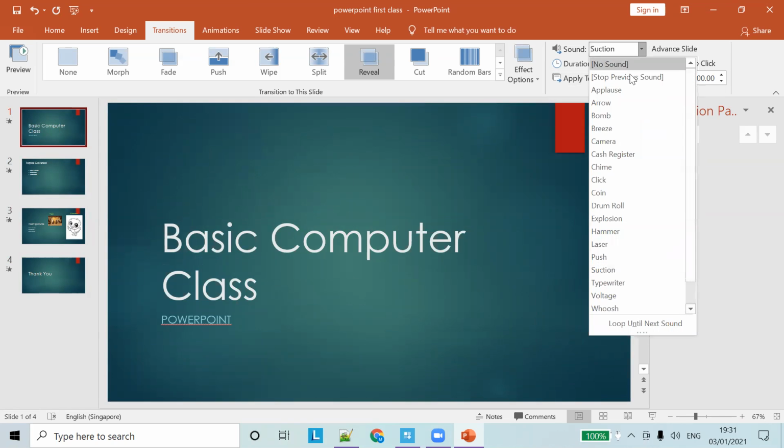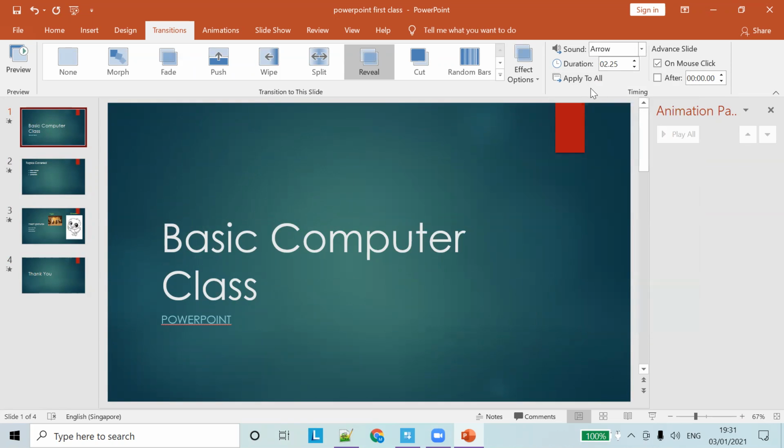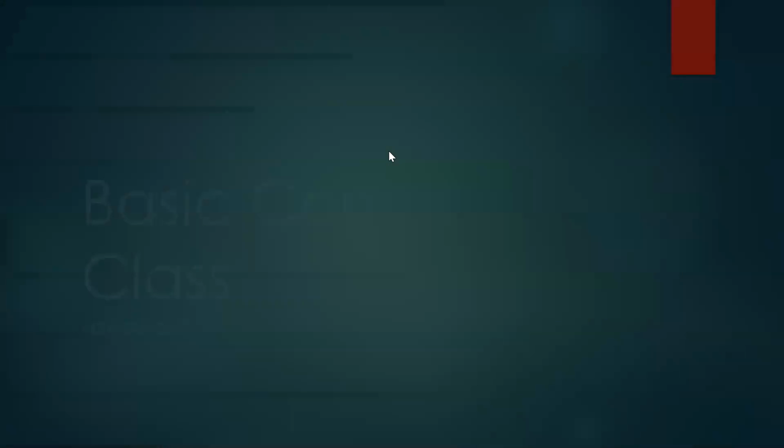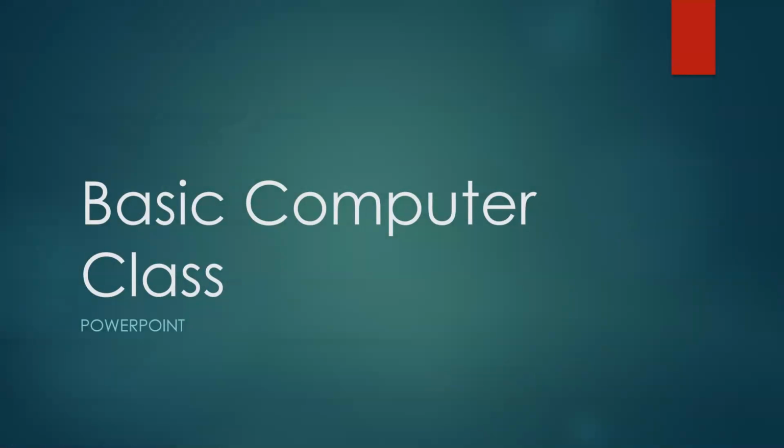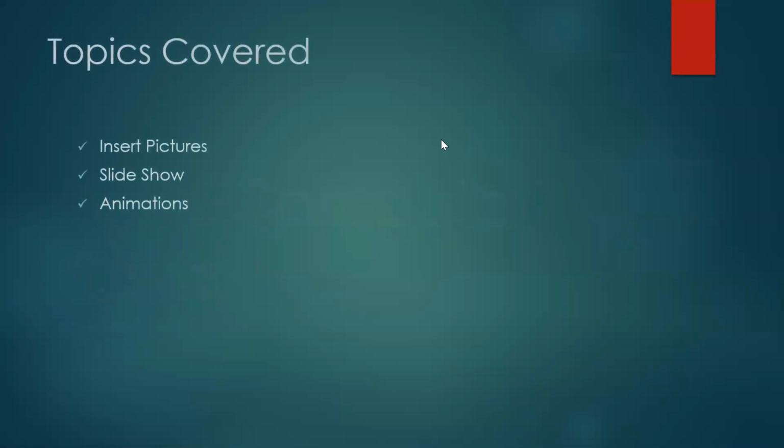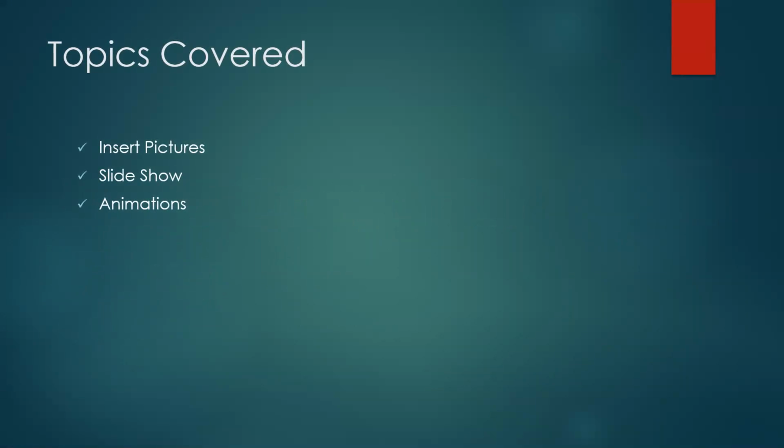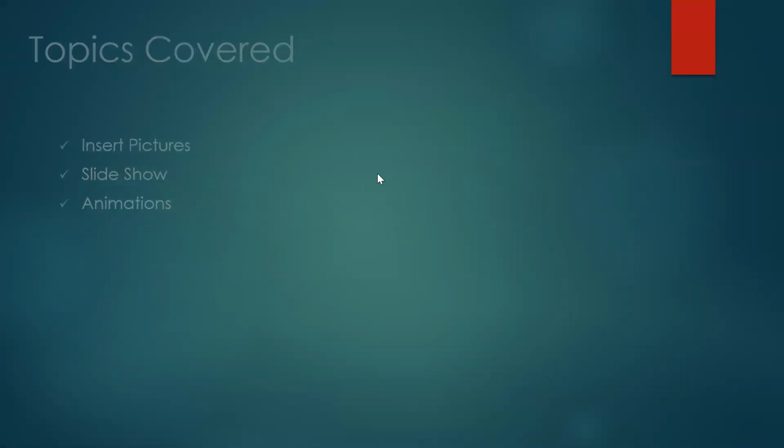There's also an option to apply it to all slides. Let's say I want the arrow sound applied to all slides. Now you can see, in every transition from slide one to slide two, you can hear the sound. Click to move to the next slide, and now you can hear the arrow sound. On the third slide, you can hear the sound.